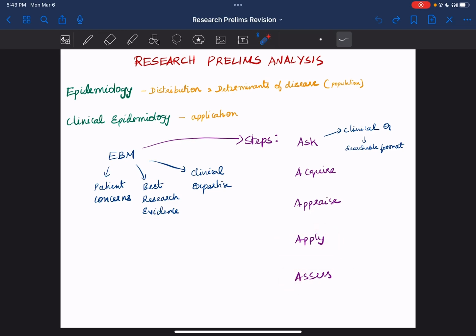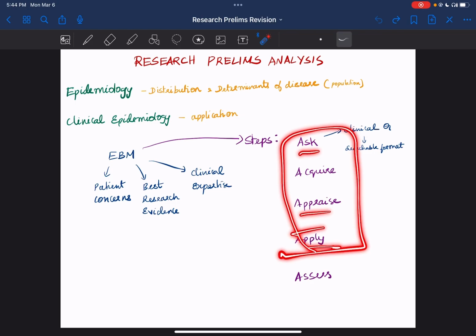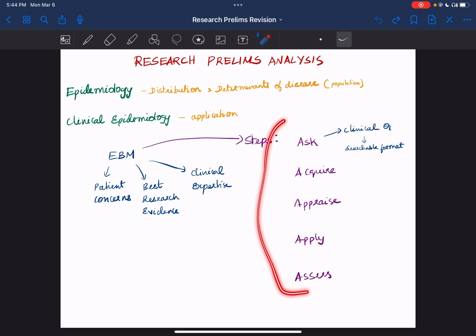So again, in the exam, there was a question in which they had given four options and they asked which one of the following options is the last step in evidence-based medicine. So they gave ask, acquire, appraise, and apply. So when only four of these options are there, apply will be the last step. But if they're going to give all these five options, assess is going to be the last step.